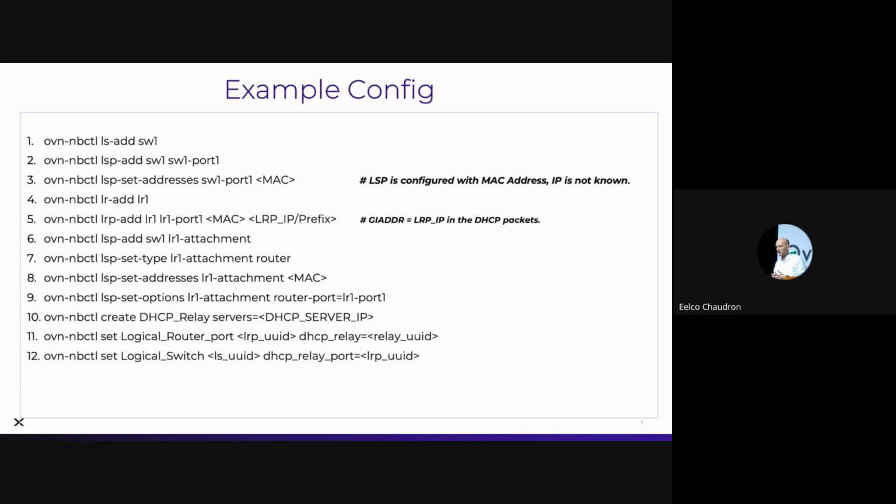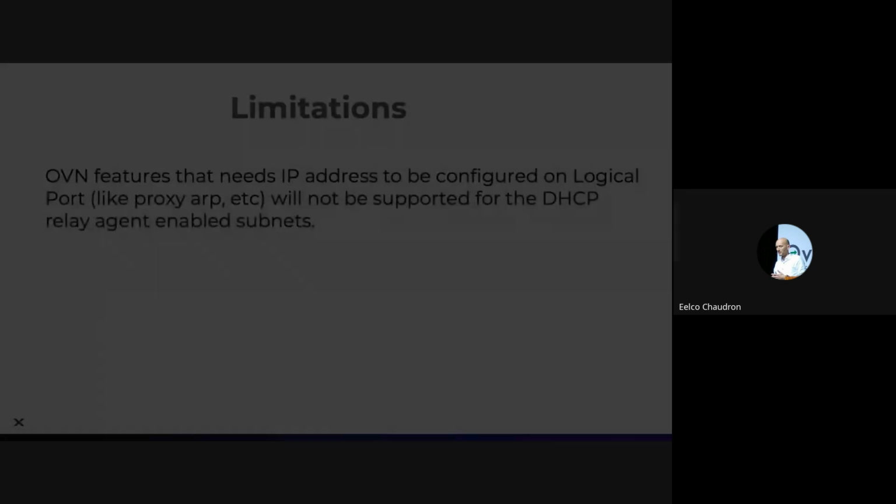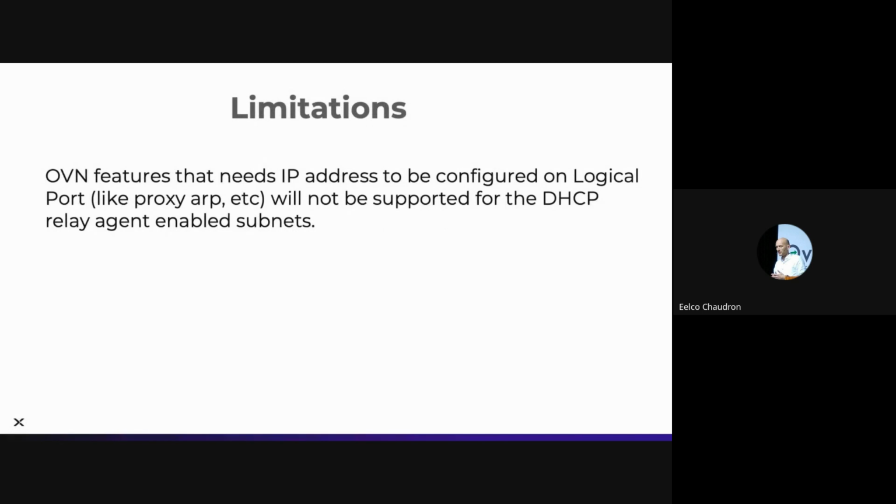Command number 12 makes sure all the required logical flows are created in the logical switch pipeline for the DHCP relay agent. Here is the limitation if you want to use the DHCP relay agent feature. Since all the logical switch ports are configured only with the MAC address, any OVN feature that depends on IP address is not supported on the subnets which have DHCP relay agent enabled.